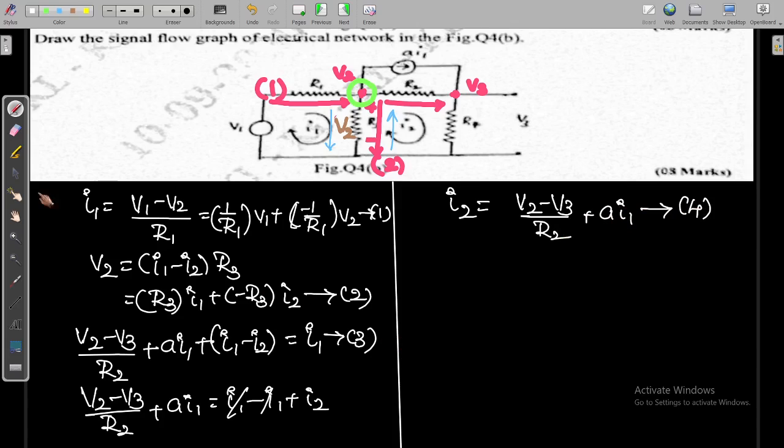Next equation for this branch we will write for this branch. So let us write for this branch. What is the branch we can write, that is V3 is equals to I2 into R4. This is the equation number 5.